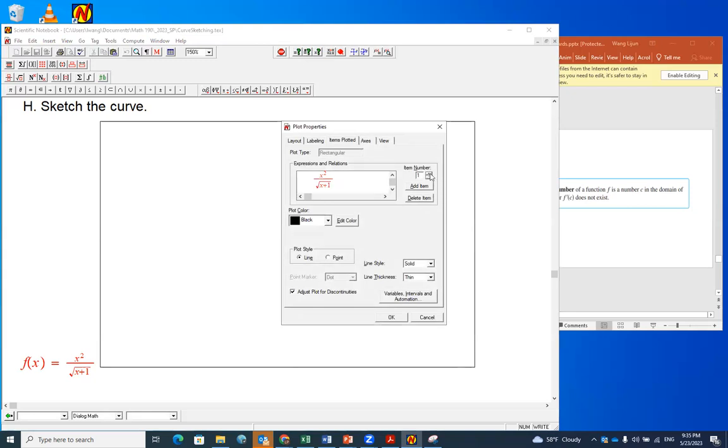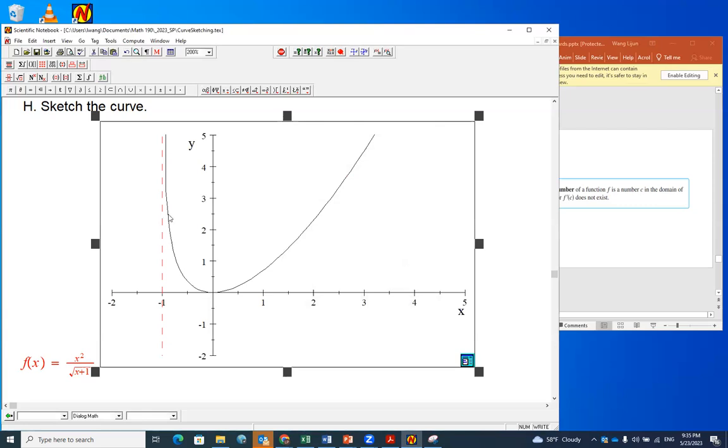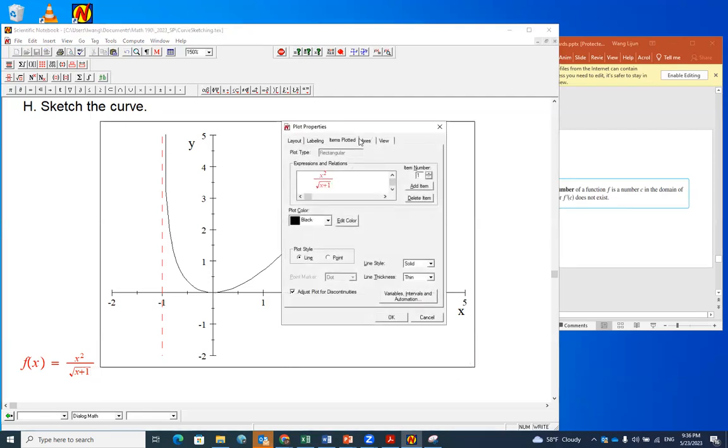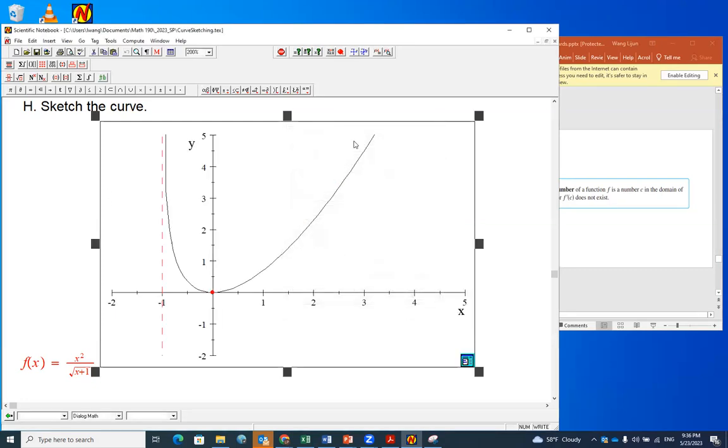I must have made a mistake. Oh, never mind, the 10 should be inside. Okay. So there's the vertical asymptote, there's no horizontal asymptote, and (0, 0) is the lowest point, the local minimum. Local min, right, and it is concave up. Concave up entirely. There's no point of inflection.